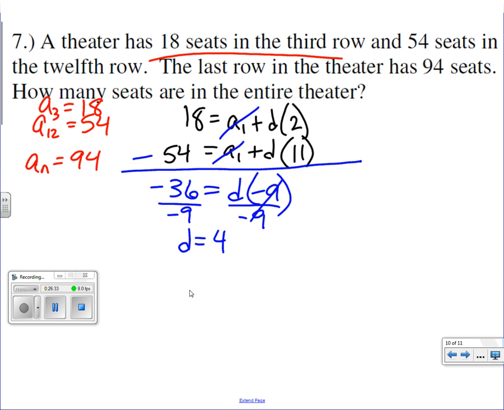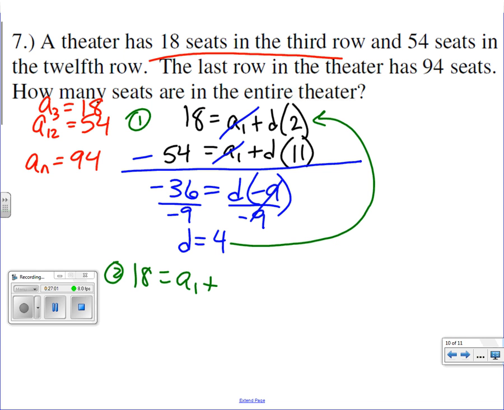Mariah, what's the question asking? Have we answered that yet? No. Hope, what should we do next? What's our next step? Whenever we solve something like this, what do we do next? We are going to have to do what you said, but let's plug it into the top one before we do anything further. So 18 equals A1 plus, I know what D is now. What is that, guys? 4. Okay.